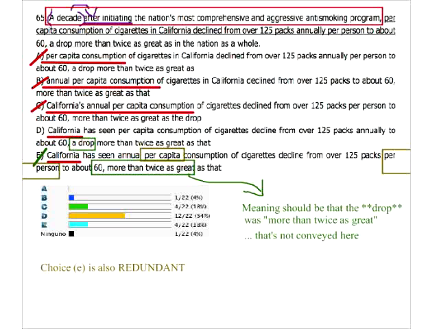So this is the same thing as saying the annual salary was X amount of dollars per year. This is incorrect. You would either want to say the annual salary was X dollars, or you would say the salary was X dollars per year. Same thing, you could say annual per capita consumption was this many packs. Notice that's what the correct answer does. Or you could say the consumption went down from this many packs per person, but you don't say both per capita and per person.